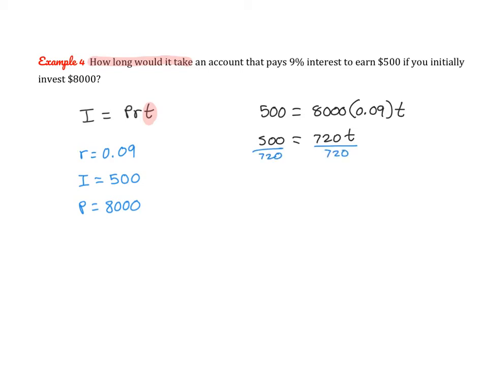And then you can divide both sides by 720. And here, I'll just round to the nearest tenth. We would get 0.7. So it only takes 0.7 years, so less than a year, for your $8,000 to earn $500 at 9% interest.